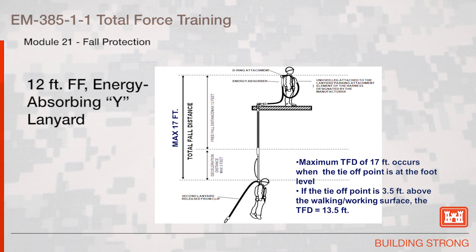Using a 12-foot free fall energy absorbing lanyard, the maximum total fall distance of 17 feet occurs when the tie-off point is at the foot level. If the tie-off point is 3.5 feet above the working surface, the total fall distance is 13.5 feet.